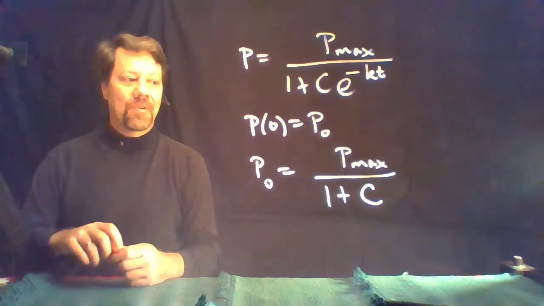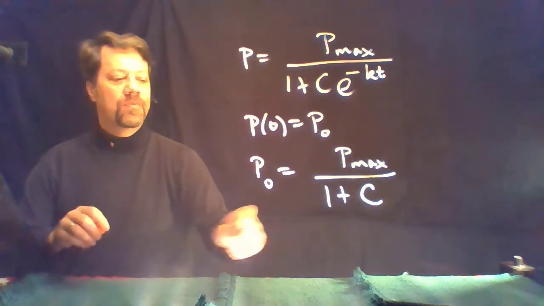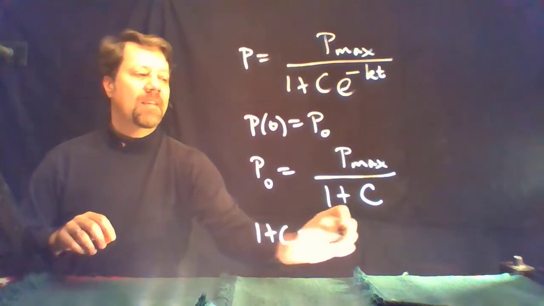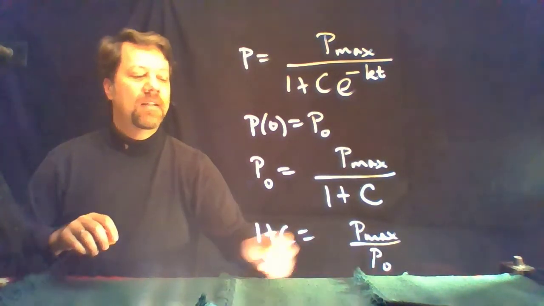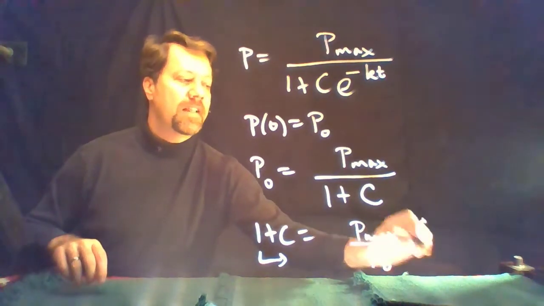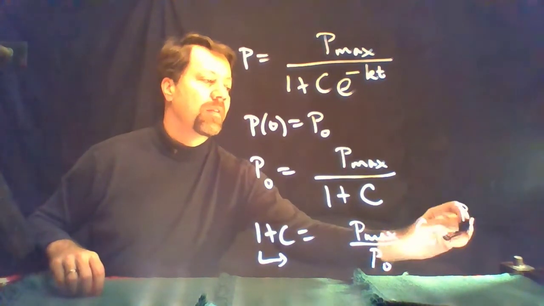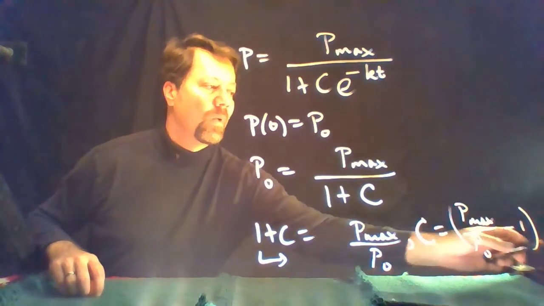Yes, we have to solve for c, but that's not too hard because we can switch these two. 1 plus c is p max divided by p naught, and then move the 1 over. We'll have c is p max over p naught minus 1.